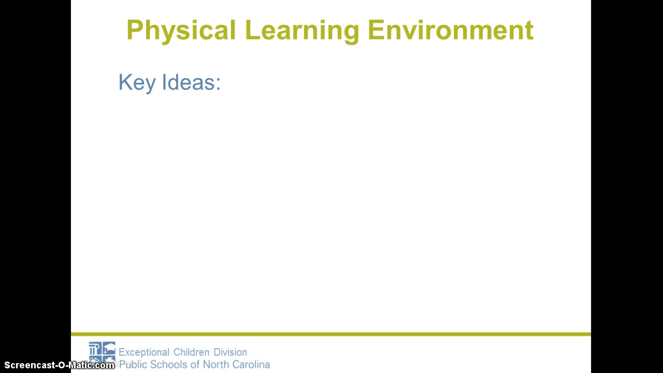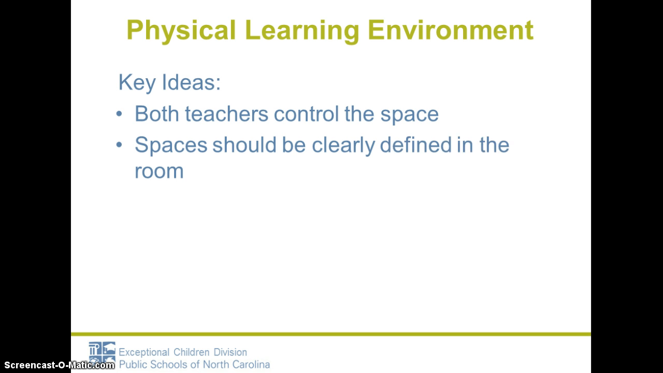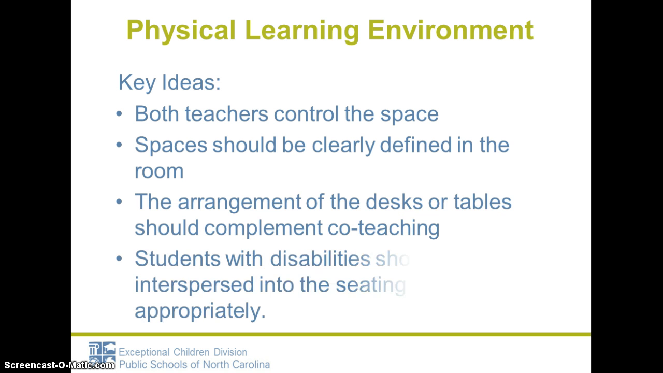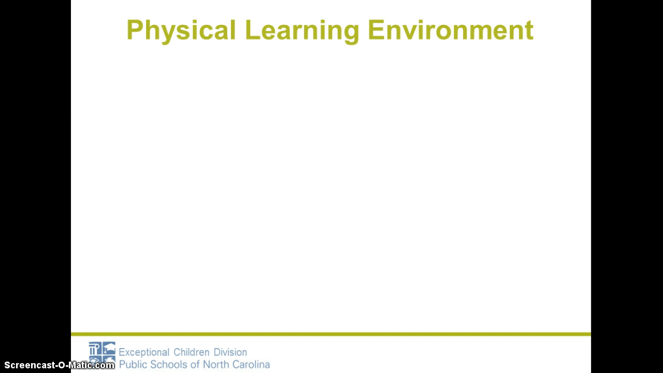When you think about the physical learning environment, there are some key ideas that you want to consider. Consider each of these with your co-teaching partner. Both teachers should control the space. Spaces should be clearly defined within the room. The arrangement of desks or tables should complement co-teaching. Students with disabilities should be interspersed into the seating arrangement appropriately.